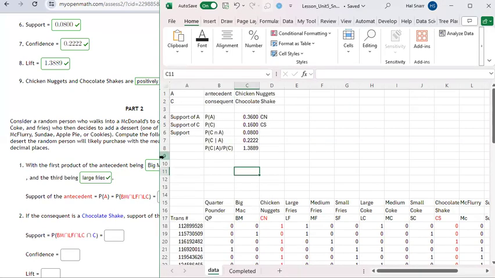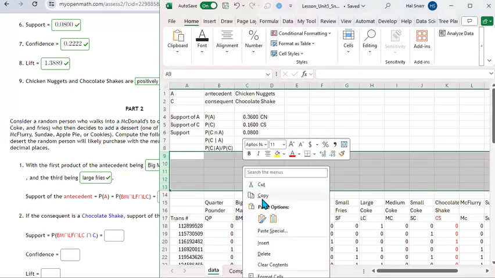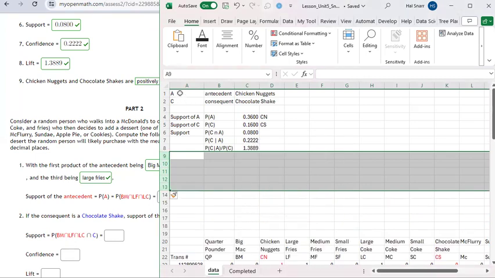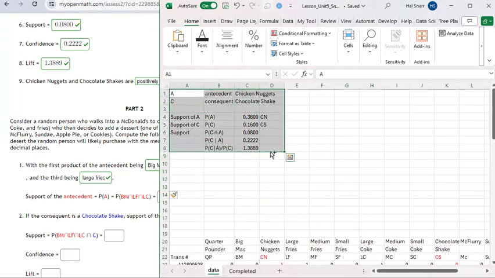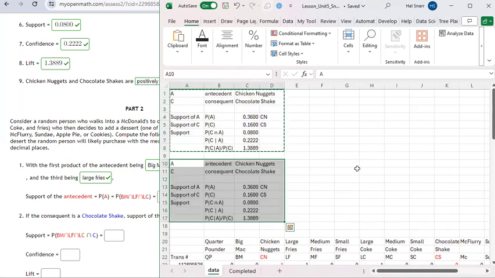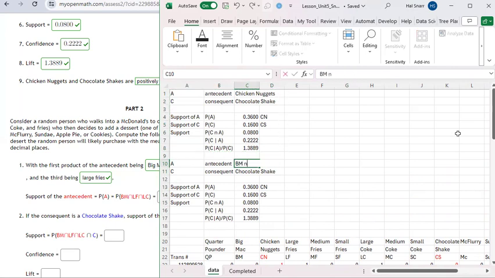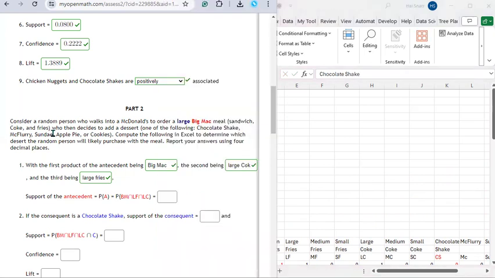Now we want the support of the antecedent. So I'm going to insert some rows here. I'm going to copy this. I'm going to paste it down here. Okay, so now the antecedent is what? Big Mac and large fries and large Coke. That's the antecedent. Now, the person then, after they made that order, decides, I want some dessert. Consequent is going to be dessert.